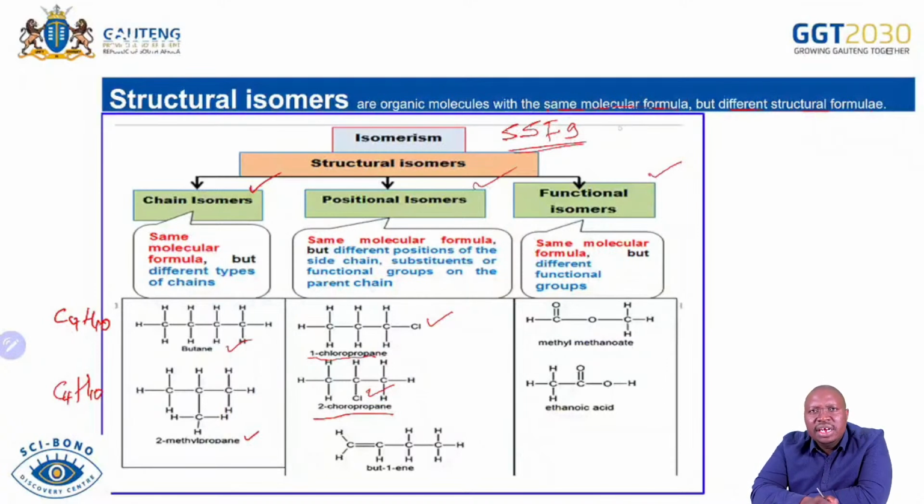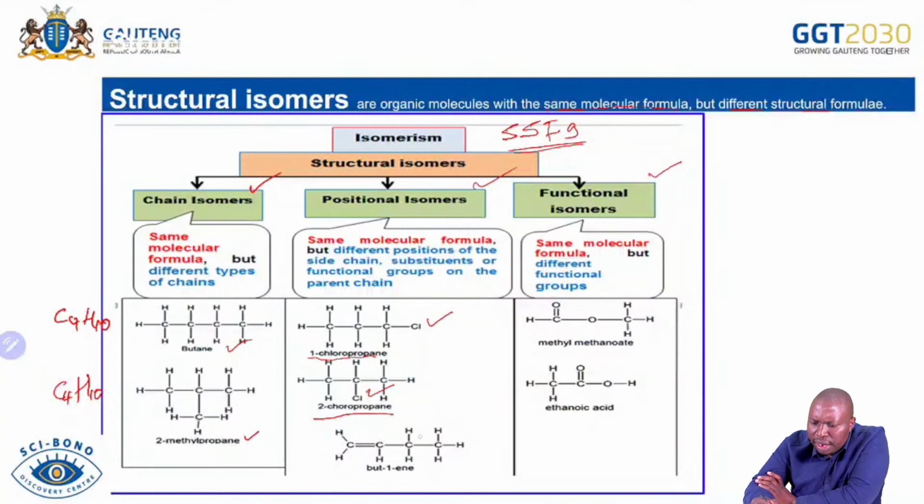Then we have but-1-ene and but-2-ene. If we move the double bond to the second carbon, it becomes but-2-ene, but it will have the same molecular formula, but a different position of the functional group. Because if the functional group is on carbon number 1, it will be but-1-ene, but if the functional group is on carbon number 2, then it will be but-2-ene. Then we are able to move forward.